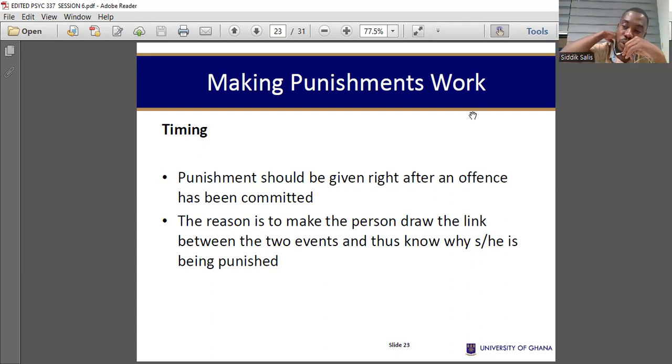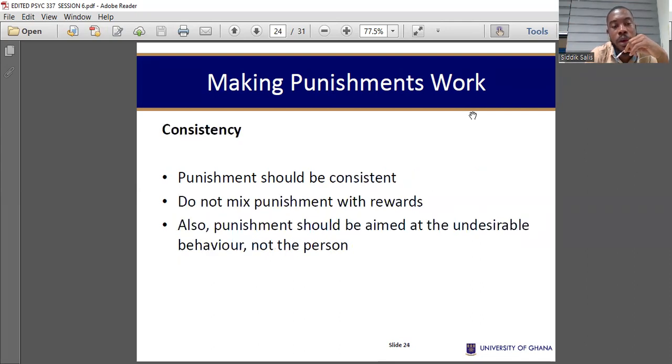I don't know if some parents still do it. Wipe your back from the sleep. Later, they will remind you of what you've done. You did this. Do you remember what you've done? Okay, so it shouldn't be like that. Punishment should come right after the wrong or the inappropriate behavior.